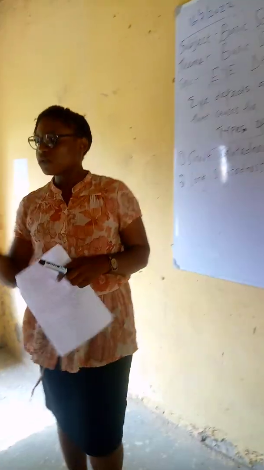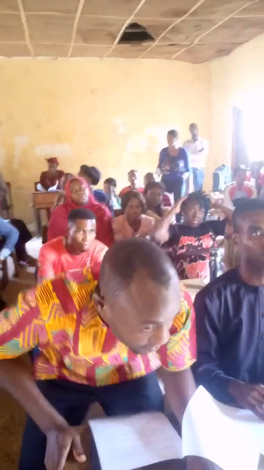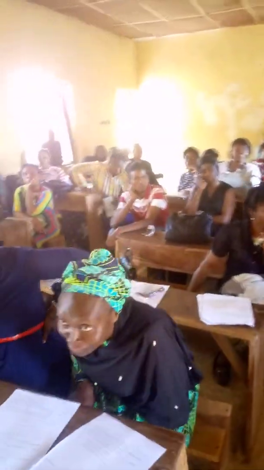Emmanuel, what are the 2 types of eye defect? Short-sightedness and long-sightedness. Very good. My friend, what's another name for short-sightedness? Myopia. Grace, what's another name for long-sightedness? Hypermetropia. Now I'm going to explain to you what they mean.